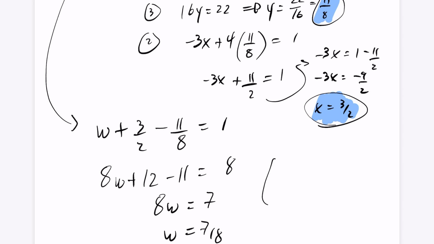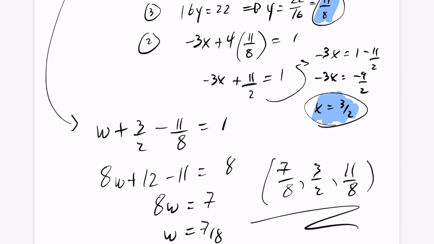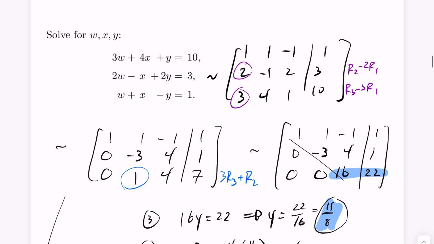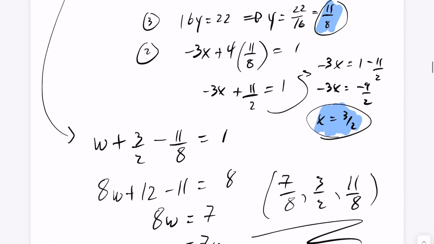So putting this all together, the point of intersection, which is a unique solution, is going to be 7 over 8, 3 over 2, and 11 over 8 for this question here. So this is an example of 3 equations, 3 unknowns, which yields a unique solution, and that point of intersection, like I said, is unique, and in this case, we have rational numbers.